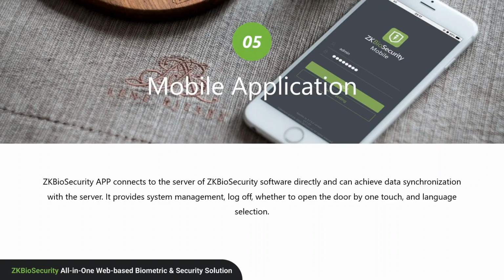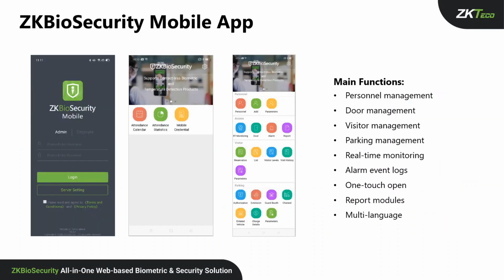ZKBioSecurity APP connects to our BioSecurity directly and can achieve data synchronization with the server. It provides system management logs of whether to open the door by one-touch and language selections. This is our ZKBioSecurity mobile app. The main functions are personnel management, door management, visitor management, parking management, real-time monitoring, alarm event logs, one-touch open, report modules, and multi-language.